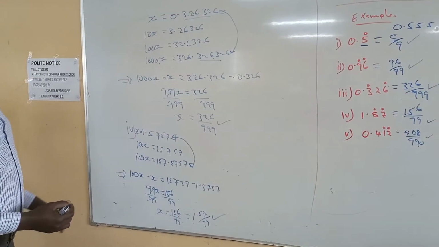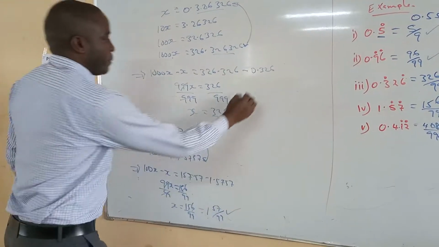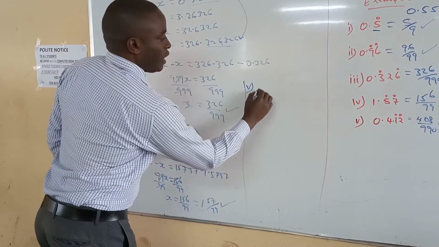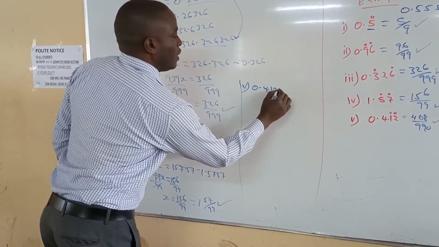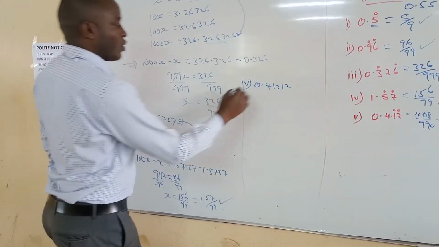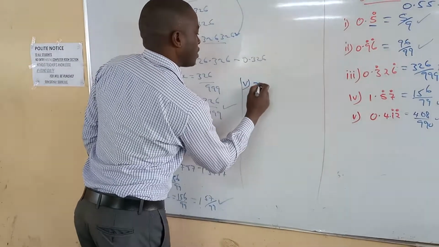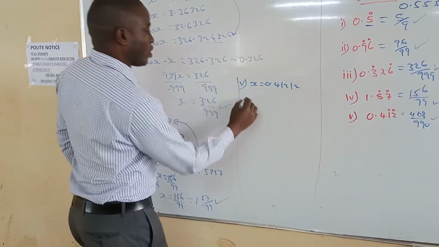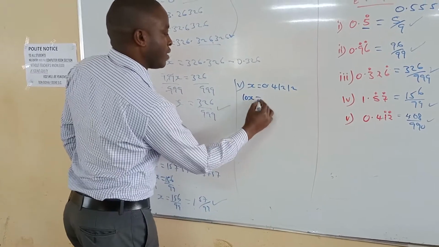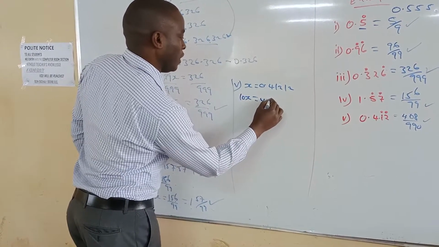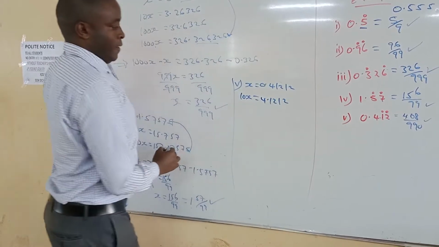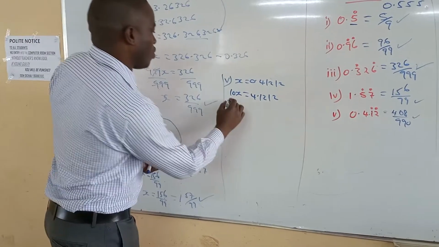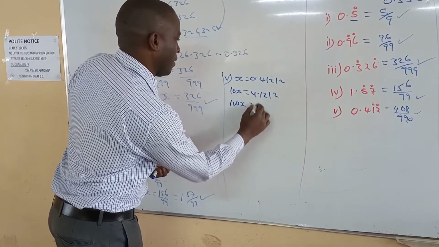Then lastly, we do the last part, number 5. 0.412, where 12 is what is recurring. That is our x. We let x be equal to 0.41212. So when we talk about 10x, just go step by step. 10x gives you 4.1212. But you see after the decimals, they are not similar. So we must go to 100x.